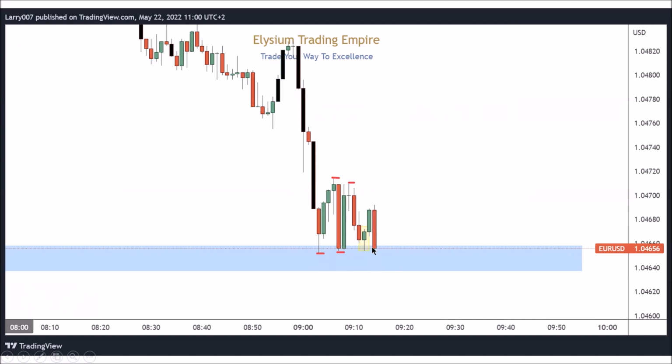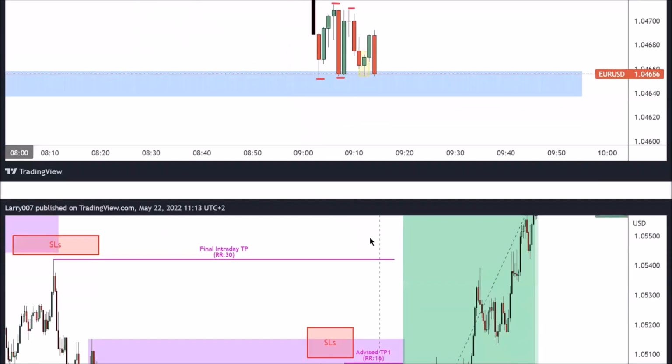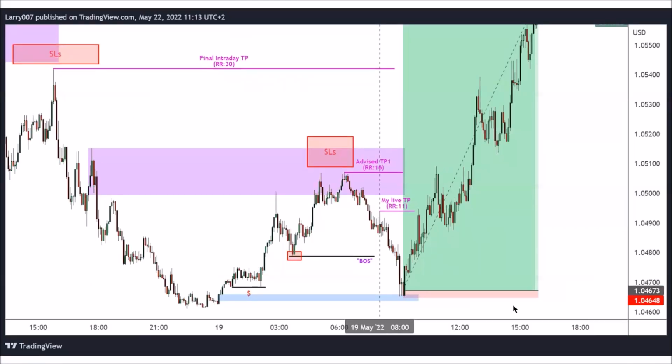Then you see a big red candle. Most people would be scared. I was not. And then this is the 5-minute chart again. Boom.